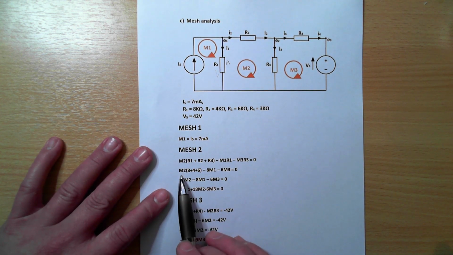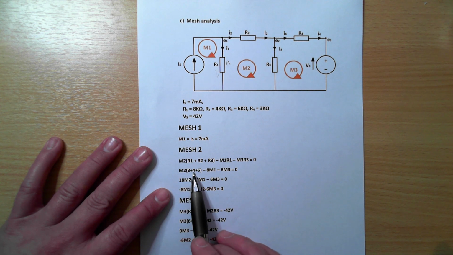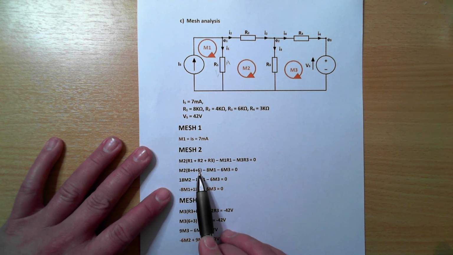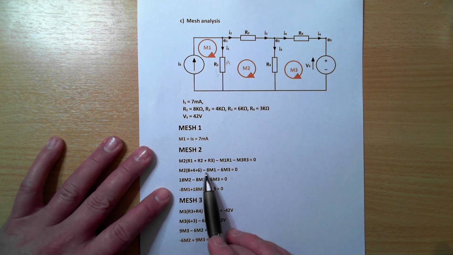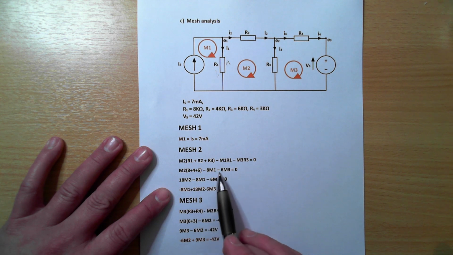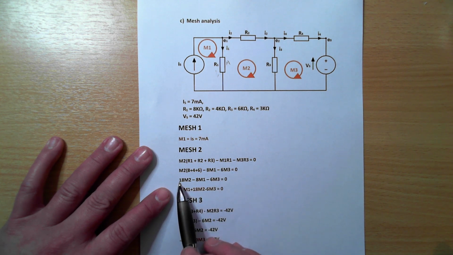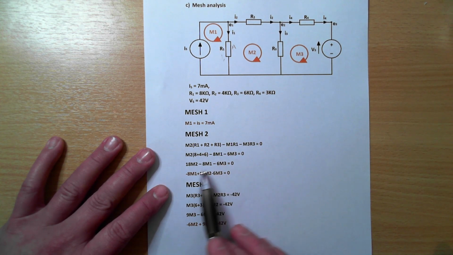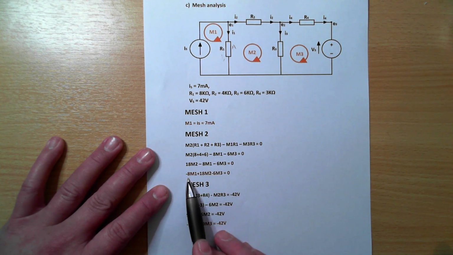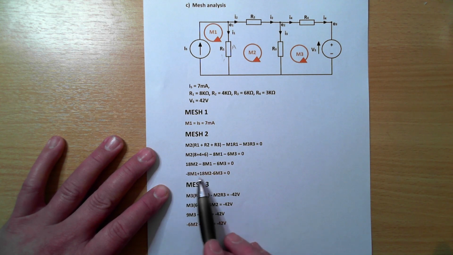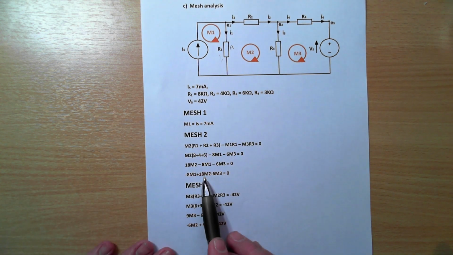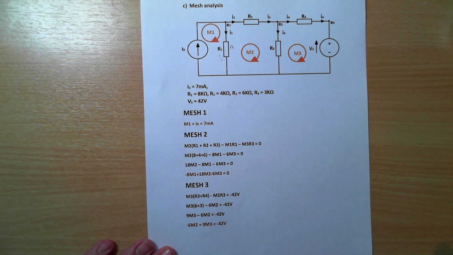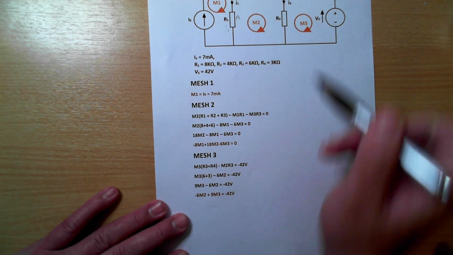So we plug some numbers in, we end up with M2 8 plus 4 plus 6. Again, these are all kilohms, that's fine. Our answer is going to be in milliamps. And then we can put minus 8M1 minus 6M3. Multiply these, add these up: 18M2 minus 8M1 minus 6M3 equals 0. Then just rearrange them to get the minus 8M1 at the front, the 18M2 in the middle, and then the minus 6M3 at the end.